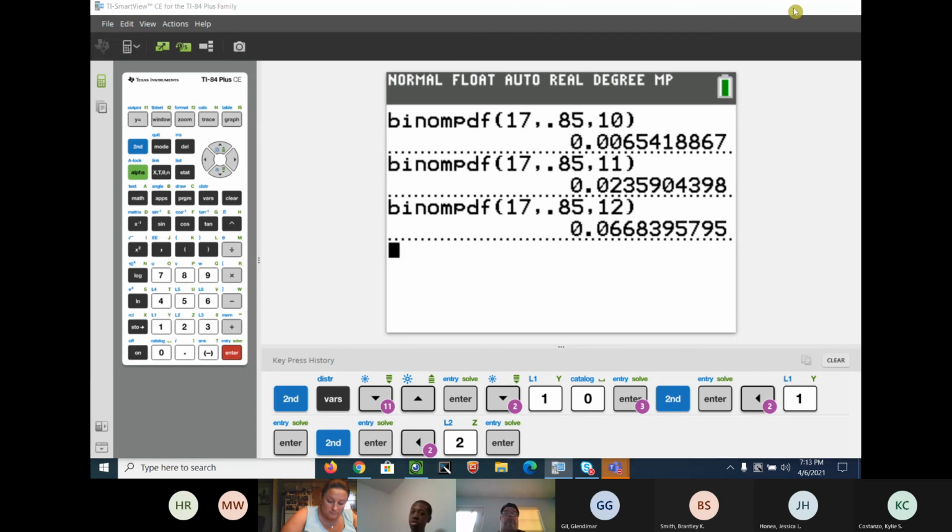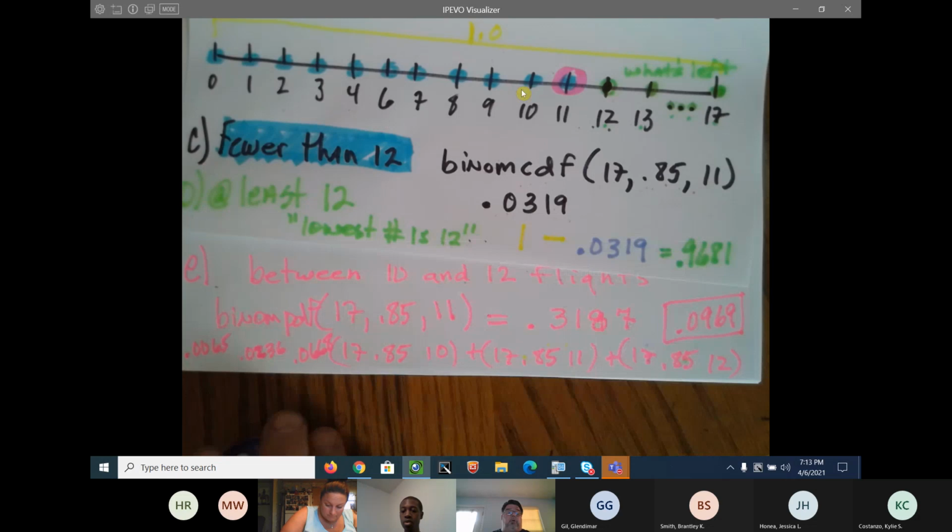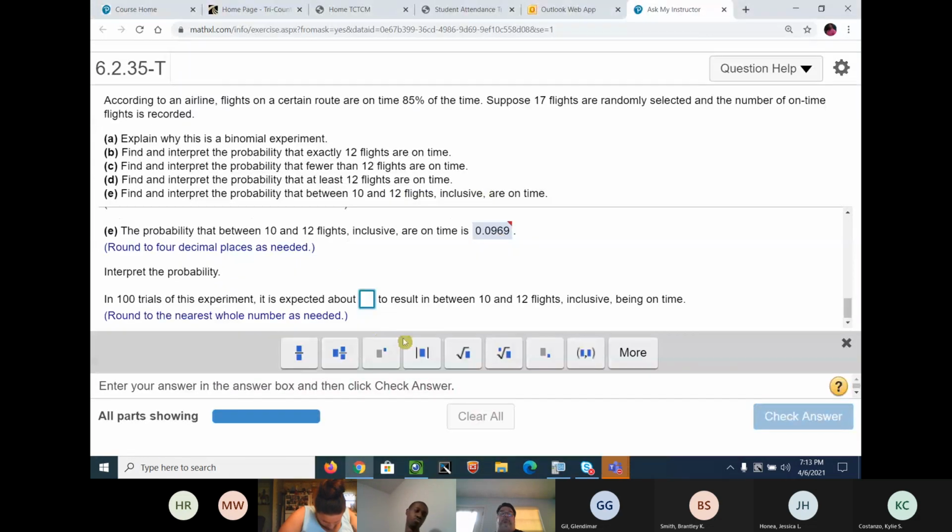0.0969. I apologize. 0.0969 and move decimal place, that'd be 10 flights. Because you move the decimal place 2 places to the right, and that would be 9.69, which is 10 flights.